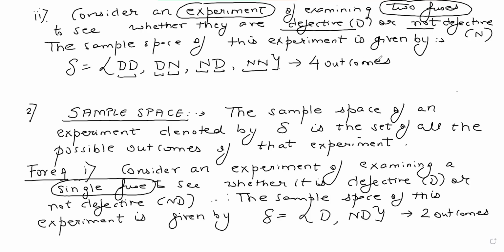Now, can students observe a pattern? See, how did I get 2 here? This was 2 to the power 1 because there was only one fuse. And 2 to the power 1 is 2. Here I had 2 fuses, so I got 2 to the power 2, which is 4 outcomes.